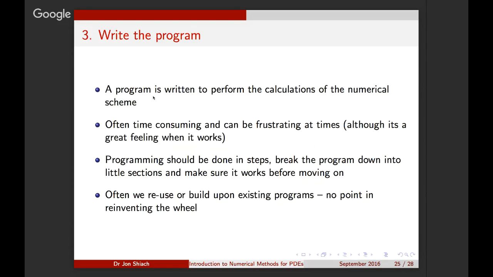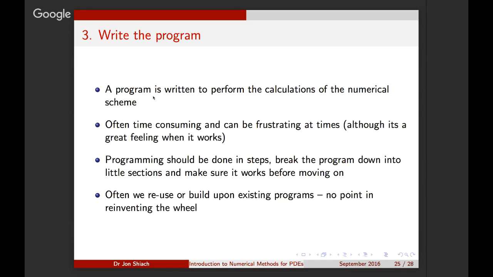Programming should be done in steps. Don't think about a massive program and start, right, I've got to write this huge program, let's start right now. Split it up into chunks. You build upon your program. Make sure little sections of the program work before you move on to adding something else onto it. And we often reuse or build upon existing programs. There's no point in reinventing the wheel. If you've already done something similar, copy and paste it and adapt it to your own needs.